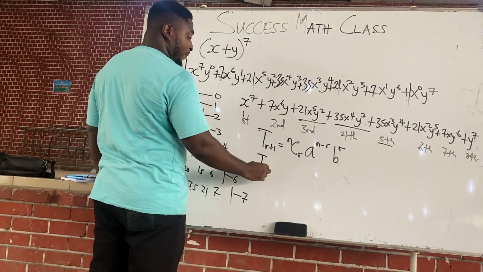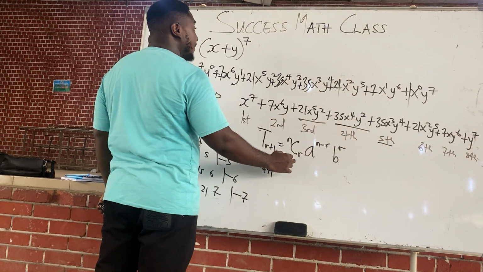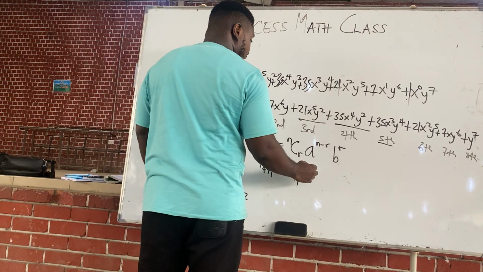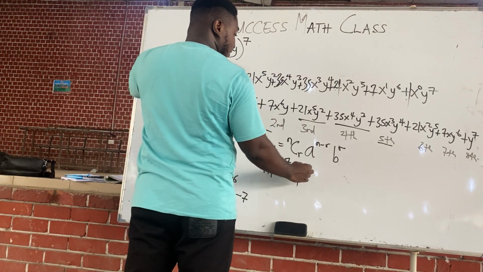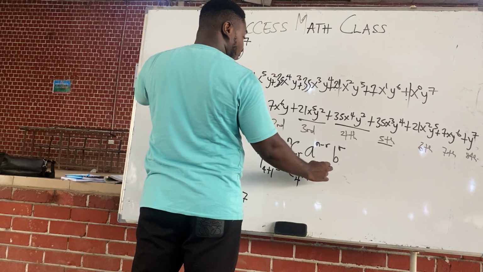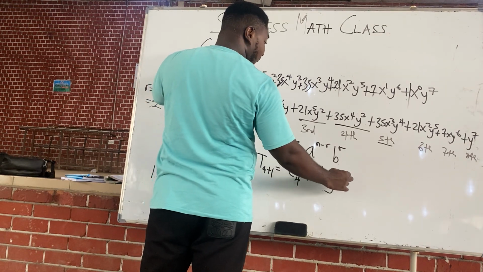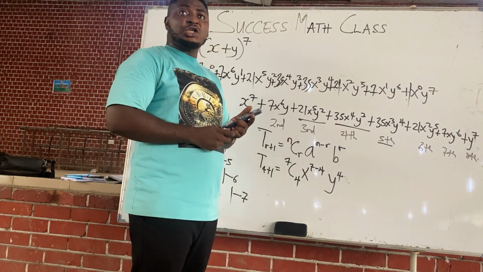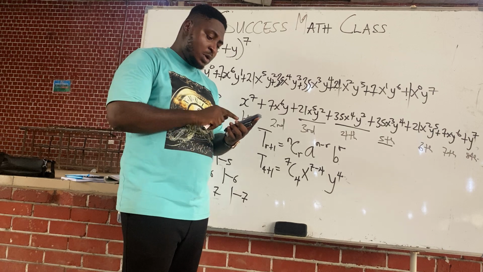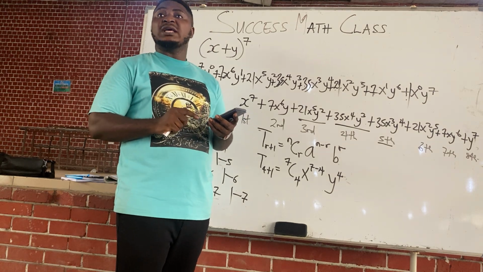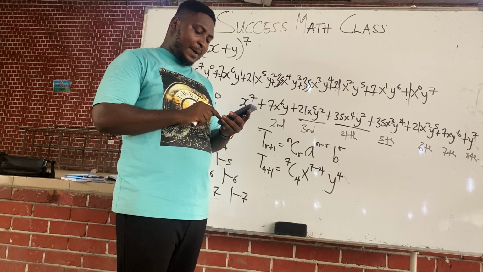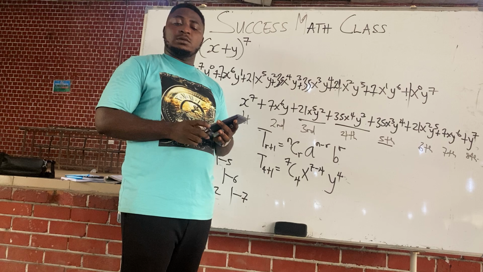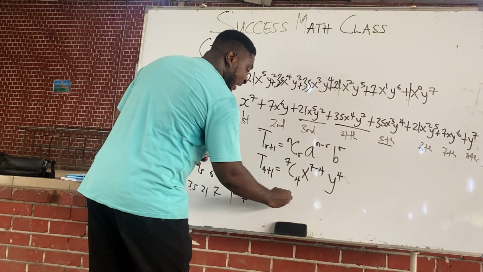r is 4, so T(4+1), where n is the power of the expansion, 7C4. Who is a? The first term is x, raised to power 7 minus 4, y raised to power 4. Now you need to punch 7 combination 4 in your calculator: punch 7, then press shift and the division key, and press 4. That gives 35.